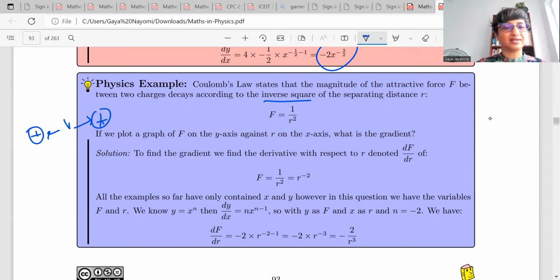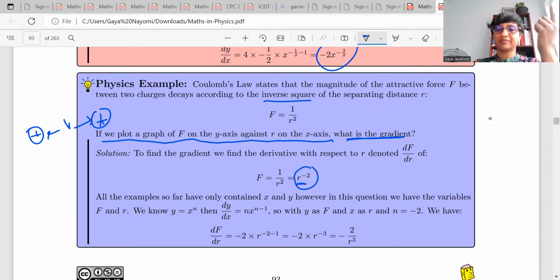So now here the question is, if we plot a graph of f on the y-axis against r on the x-axis, what is the gradient of the graph? So your function is f equals 1 over r squared, which can be written as r to the power of minus 2. Now this has that form. 1 over r squared is the same as r to the power of minus 2. And you can apply that rule when you differentiate.